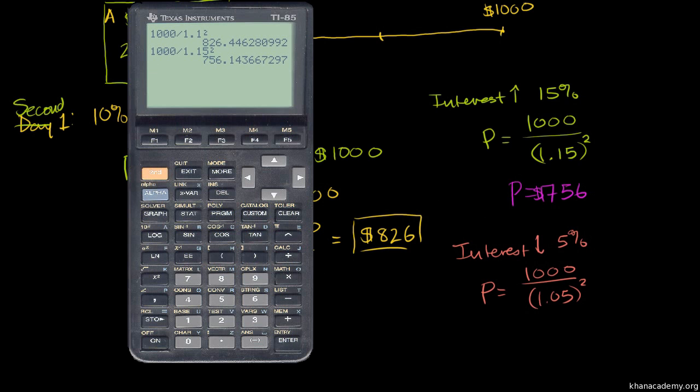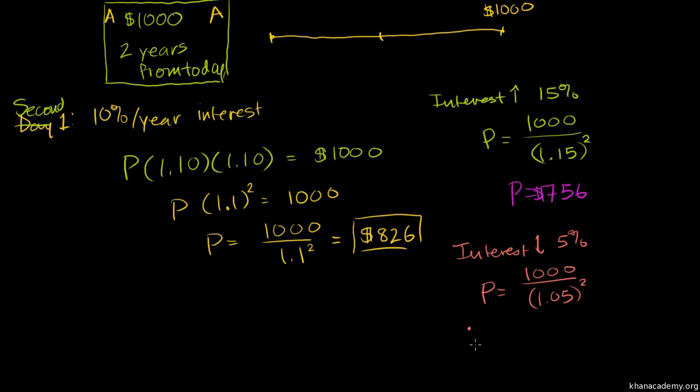Get the calculator out again. We get $1,000 divided by 1.05 squared is equal to $907. So all of a sudden, we're willing to pay, price is now $907. So you see mathematically, when interest rates went up, the price of the bond went from 826 to 756. The price went down. When interest rates went down, the price went up.